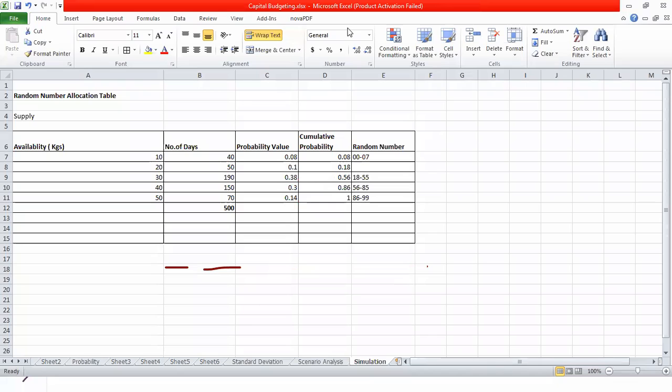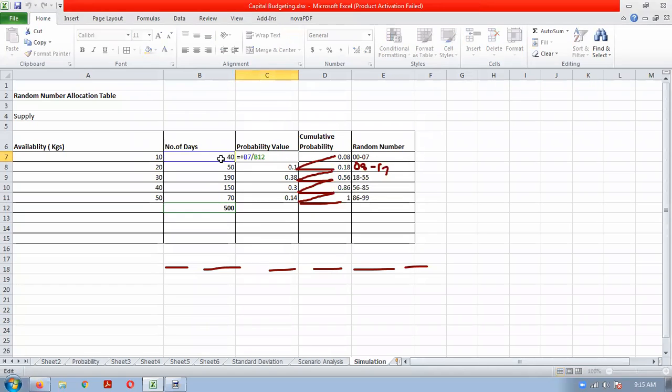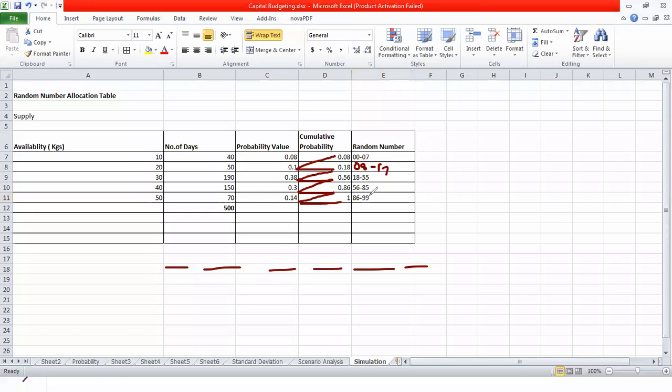Okay, so you understood how to calculate probability: individual value divided by the total, that is 40 divided by 500. Now understand, since the random numbers here are two-digit numbers, we have stopped at 99. You should not go to 100. If you start from 1, it will start from 100 and stop at 100, but that is a different issue. Now understand how we have allocated.